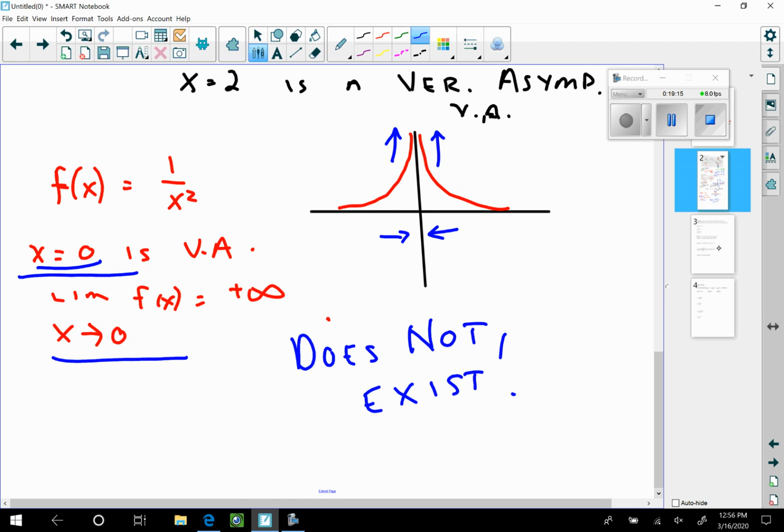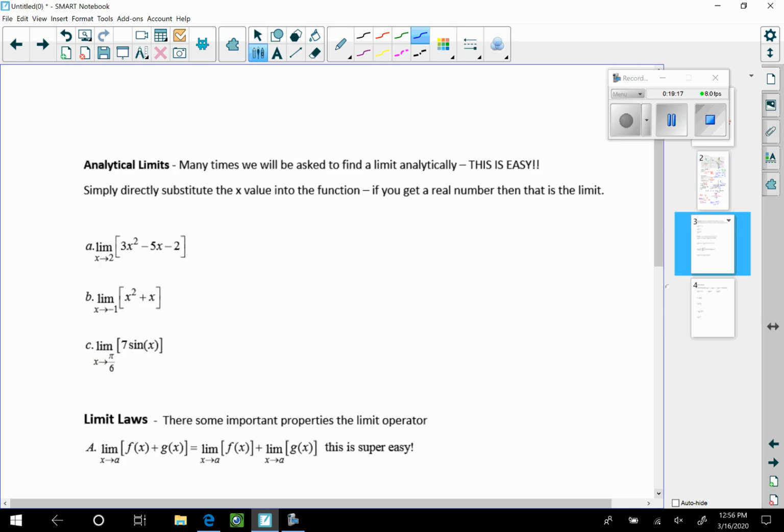Next page. Many times, we're going to be asked to find a limit analytically. And I'm going to tell you right now, boys and girls, friends and neighbors, this is easy. Simply do a direct substitution. Simply directly substitute the x value into the function. If you get a real number, then by golly, that is the limit. So let's try these examples here. These are limits analytically is what we're doing here.